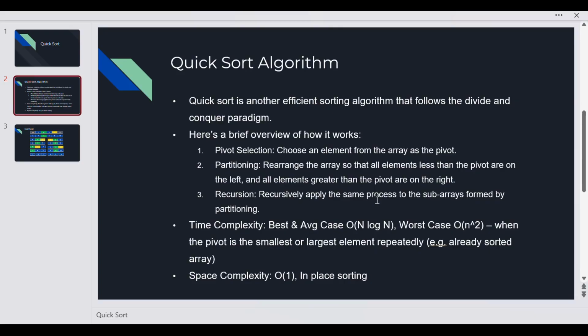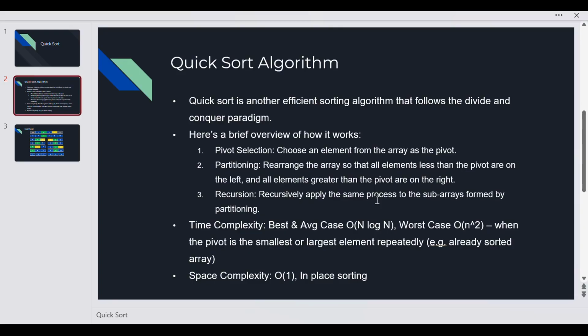How does it work? We will follow three different steps. First is pivot selection. We will choose one element from the array as a pivot. Second is partitioning. We will rearrange the array so that all the elements that are lesser than the pivot are on the left and all the elements that are greater than the pivot are on the right. Third, recursion. We will apply the same process to the sub-arrays formed by partition.